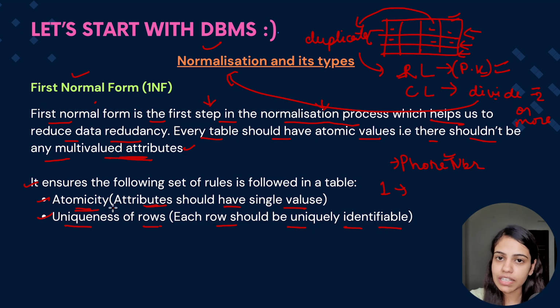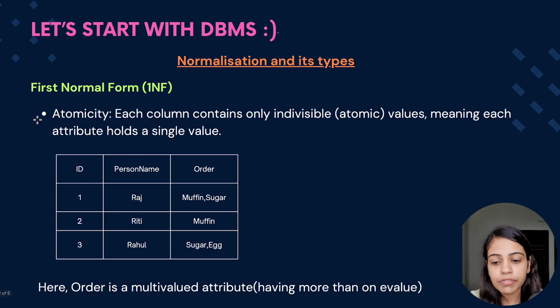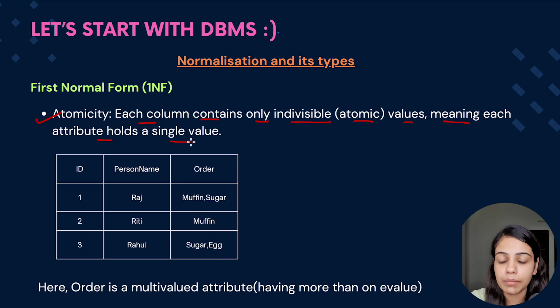Now let's see about each and every rule, and let's see that if a given table is not in first normal form, how we can make the given table in first normal form. So the first rule was atomicity. It says that each column should contain only indivisible atomic values, meaning each attribute should hold only a single value. There shouldn't be any attribute which should be holding multiple values.